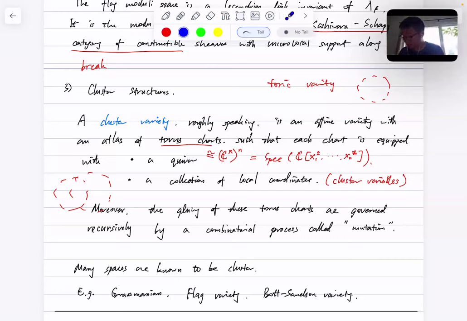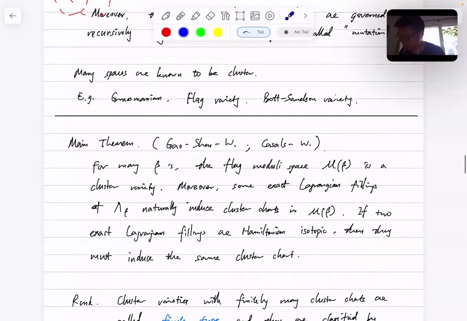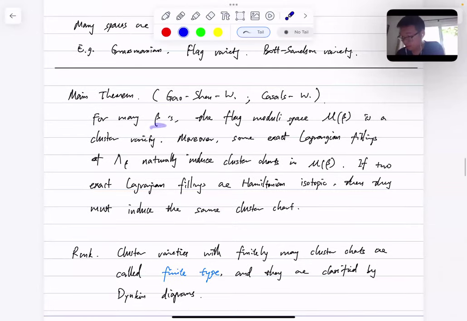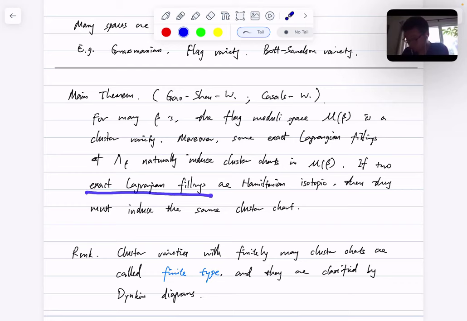Okay. So that's a very general overview of what a cluster structure is. Let me state the main theorem. The main theorem of today's talk is that for many positive braids beta, the flag moduli space M_beta is a cluster variety, and moreover, some exact Lagrangian fillings of this Legendrian closure naturally induce cluster charts in this flag moduli space. And if two exact Lagrangian fillings are Hamiltonian isotopic, then they must induce the same cluster chart. So in this sense, the cluster structure is giving you a very effective way of distinguishing exact Lagrangian fillings.